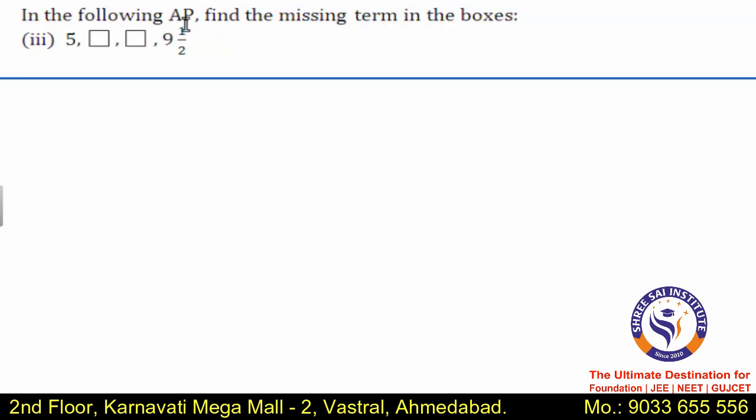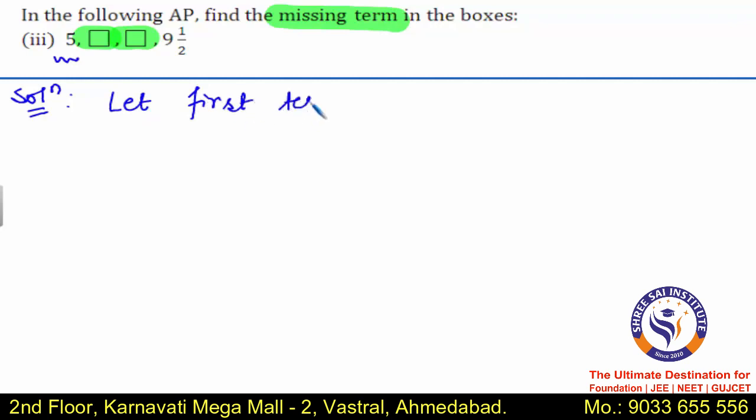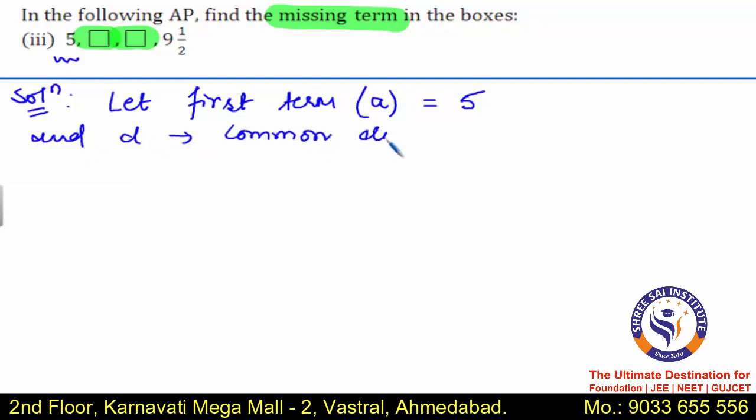In the following AP, we have to find the missing terms in the boxes, and here the second term and the third term are missing. And the first term is given to us as 5. Let the first term, denoting it by A, is 5, and let D be the common difference of the given AP.